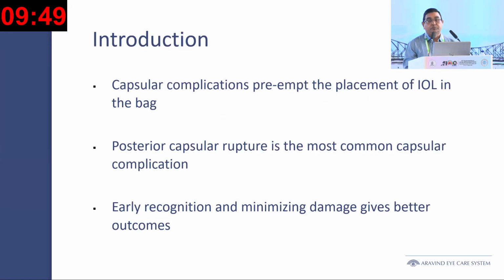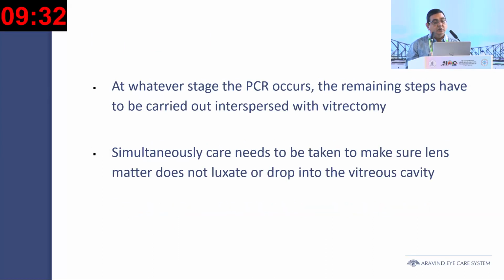We know that capsular complications preempt the placement of the IOL in the bag, which is the ideal position. Among the capsular complications, posterior capsular rupture is the most common. Early recognition and minimizing damage give better outcomes. But at whatever stage the PCR occurs, the remaining steps have to be carried out, whether it is during nucleus management or cortex wash or later. This has to be done interspersed with vitrectomy whenever vitreous intervenes, and simultaneously we need to take care that lens matter does not luxate into the vitreous when we are doing these steps.